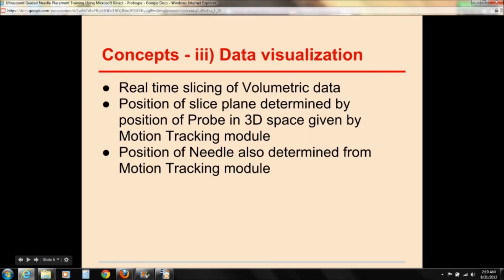The third concept involved in our software is data visualization. Ultrasound allows anesthesiologists to accurately view the position of the needle tip placed within the body. Our software tries to create a similar visualization. Based on the position of the probe returned by the motion tracking module, we perform real-time slicing of the volumetric data. And if the slice plane is the same where the needle is present, then the needle is also shown in the image. Thus, the doctors can see the position of the needle tip within the body.